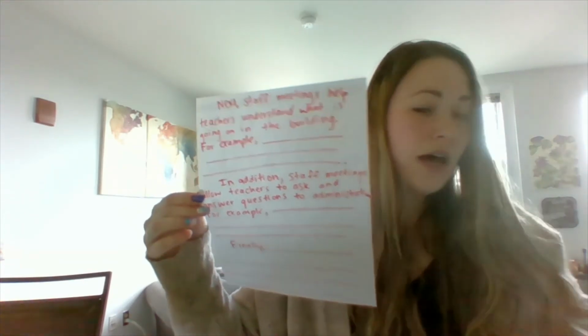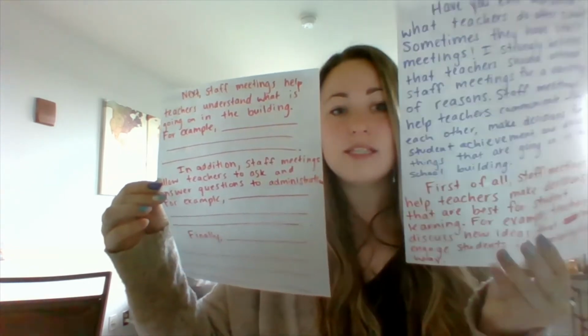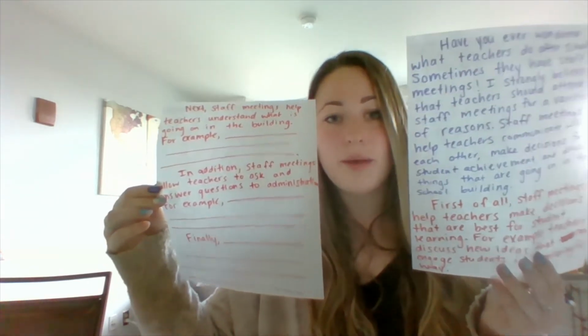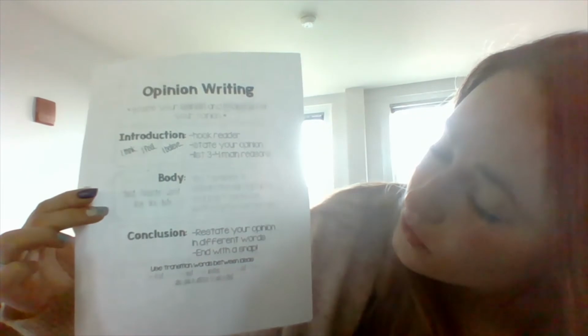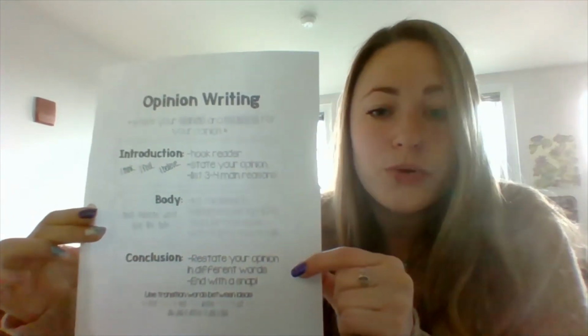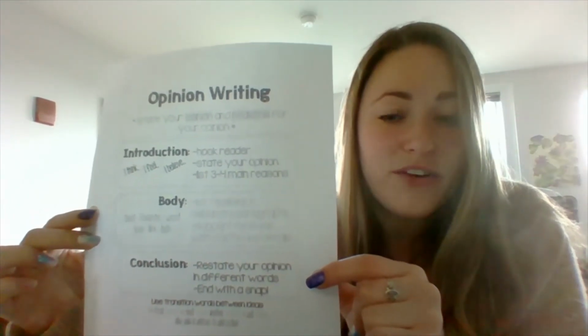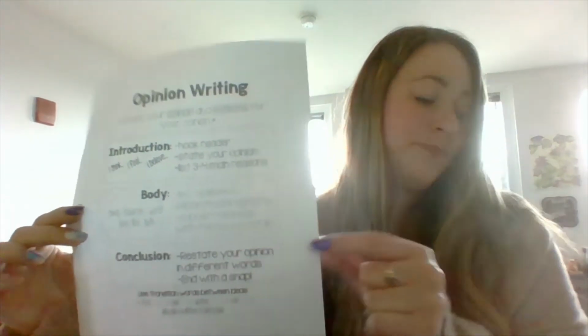So everything in red, that's the body of my opinion writing. So in opinion writing, we have the conclusion. The conclusion right here. It says restate your opinion in different words. So up here you had to state your opinion. In your conclusion, you're going to have to state your opinion using different words. And you're going to end with a snap. Okay, just like in the beginning you had to hook your reader. Now at the end, you're going to end with a snap that gets people excited.